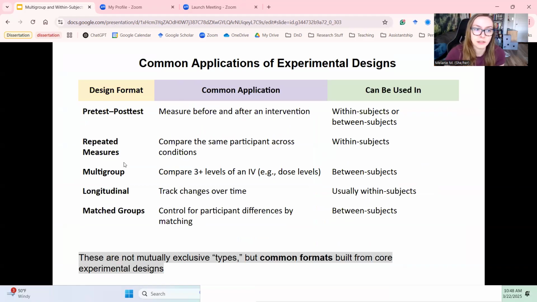But we have each of our major design formats: pretest, post-test, repeated measures, multi-group, longitudinal, matching groups, and common applications for why you might use this, and what type of major design those things are used within. So if you're using a repeated measures design format, it will always be within subjects. It might also be mixed, but at the very least, if you're using repeated measures, it is within subjects. So I like this because it's helpful as you think through what your design is, and not just the format, but also the major experimental design type.